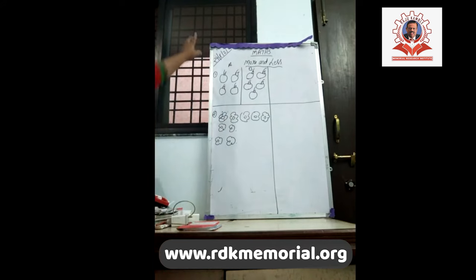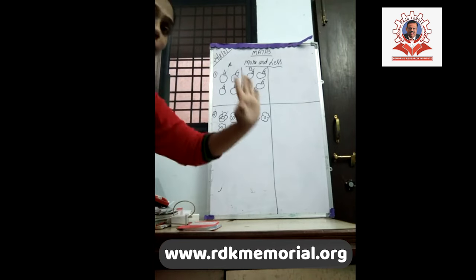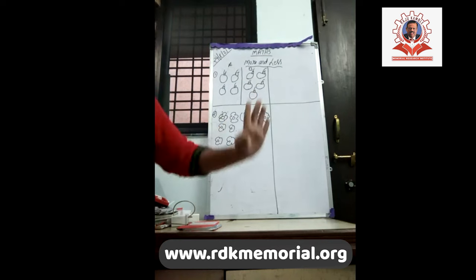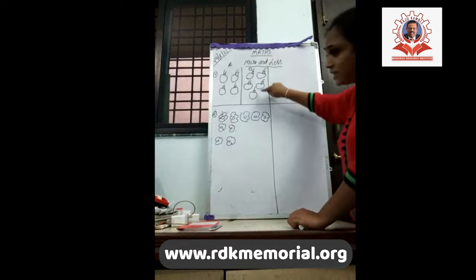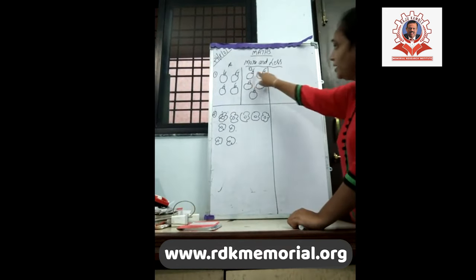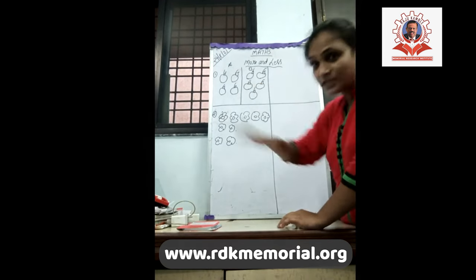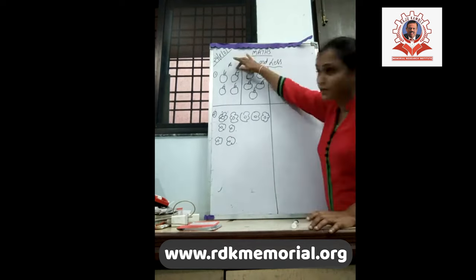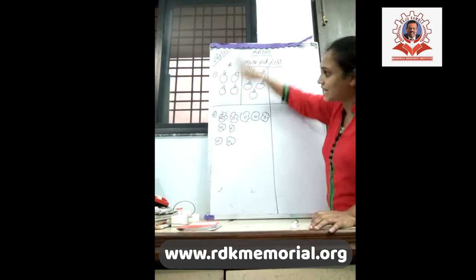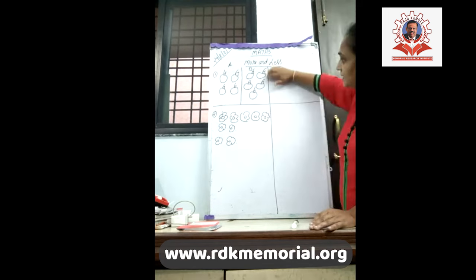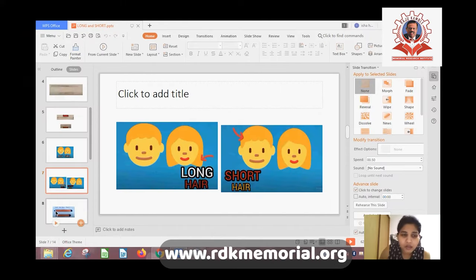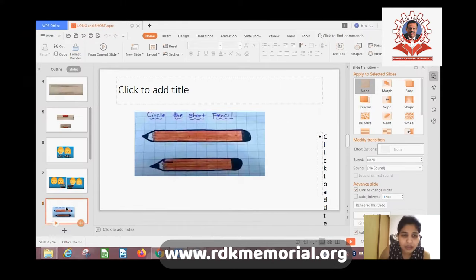Okay, now see, in this first column, there are four apples. How many apples? There are four apples. And in this B column, 1, 2, 3, 4, 5. There are five apples. It means in column A, there are less apples and in this column B, there are more apples. Okay, now we will do one kind of activity. Okay, so look here.